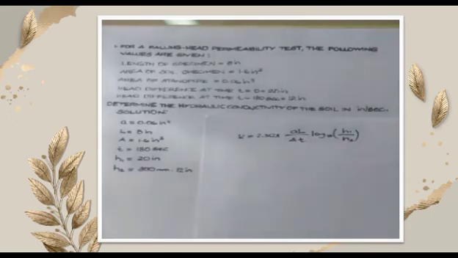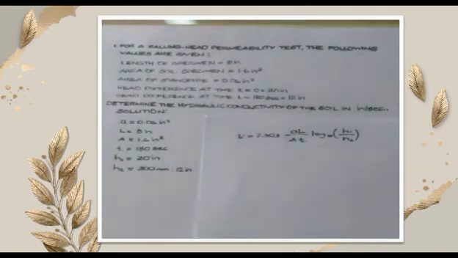For our next problem, for a falling head permeability test, the following values are given. The length of specimen is equal to 8 inch. The area of soil specimen is equal to 1.6 inch squared. The area of standpipe is equal to 0.06 inch squared. The head difference at time t is equal to 0, which is equivalent to 20 inch. The head difference at time t, 180 seconds, is equivalent to 12 inch. So determine the hydraulic conductivity of the soil in inches per second.